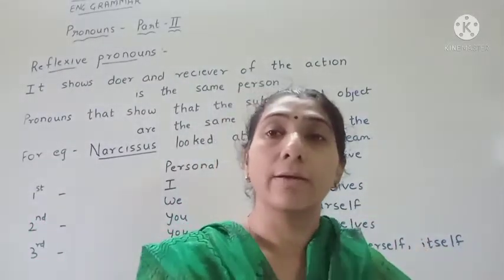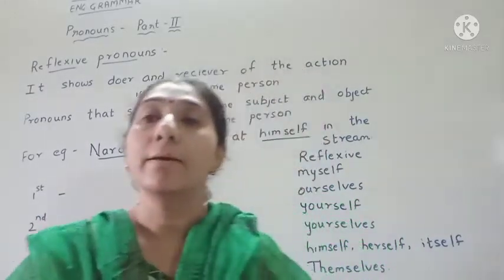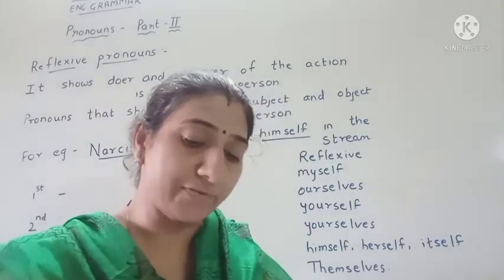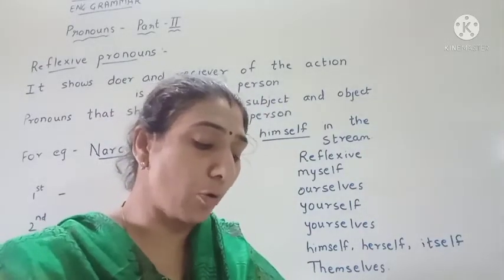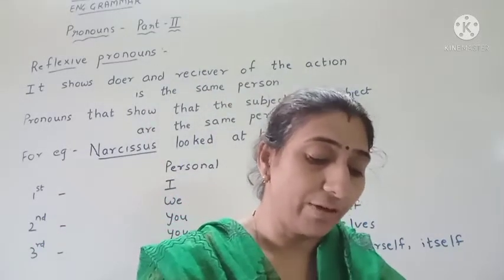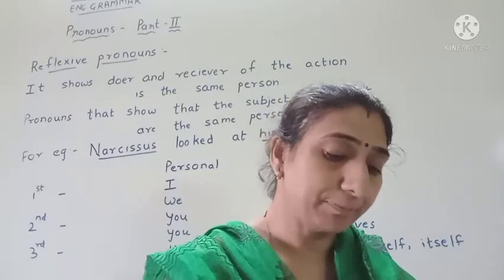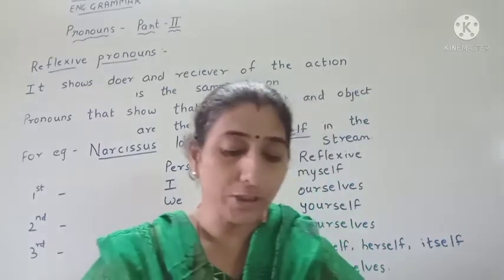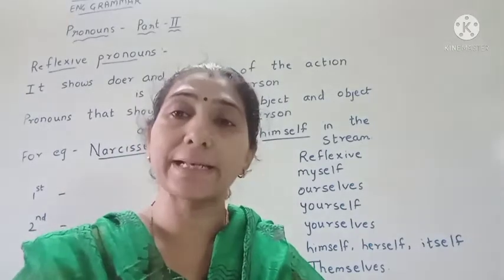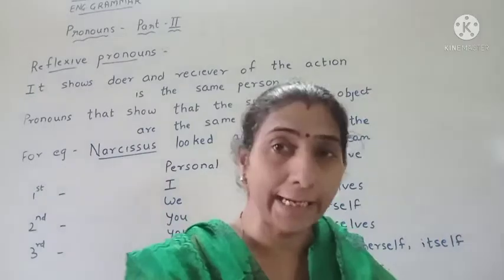Plural, personal pronoun, first person. Us comes in first person. Us, ourselves. The long-nosed dwarf was very sad with a long beard. The long-nosed dwarf was very sad. He could not get, here the pronoun is used, he.